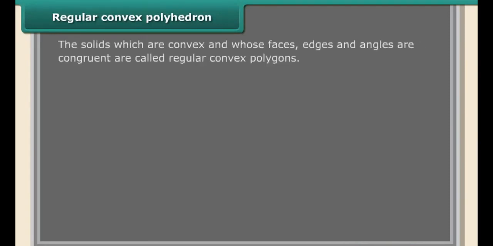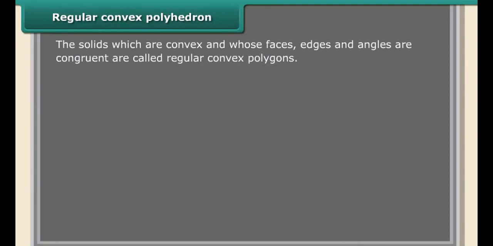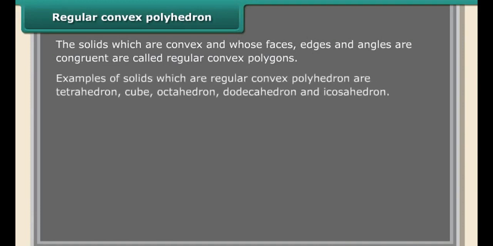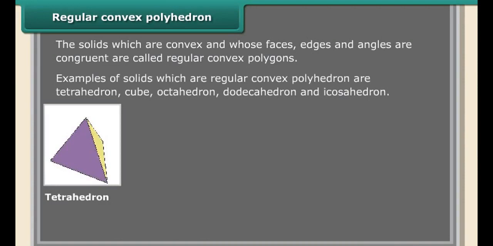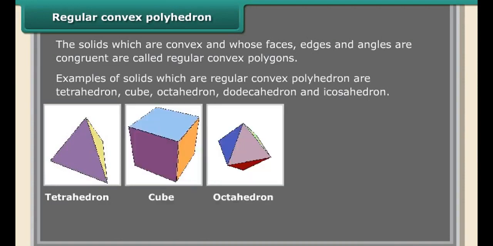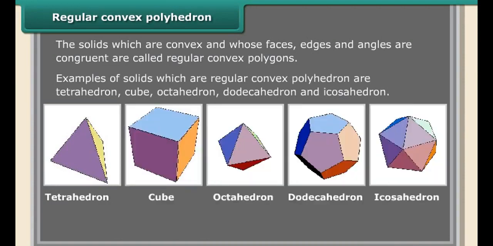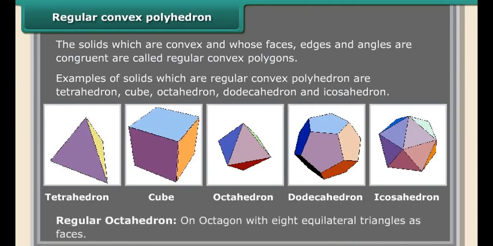Regular convex polyhedron: the solids which are convex and whose faces, edges and angles are congruent are called regular convex polyhedra. Examples of solids which are regular convex polyhedron are tetrahedron, cube, octahedron, dodecahedron and icosahedron. Regular octahedron: an octahedron with 8 equilateral triangles as faces.